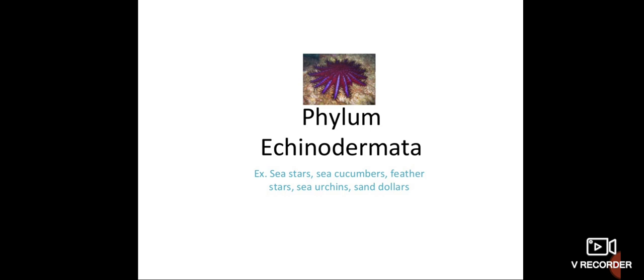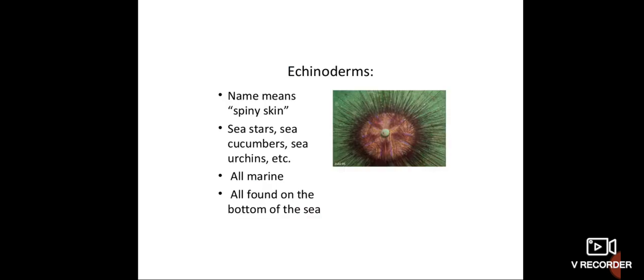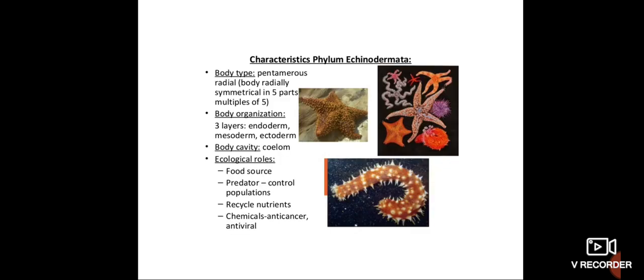Coming to phylum Echinodermata. Sea stars, sea cucumbers, feather stars, sea urchins, and sand dollars are included under this phylum. Echinoderms, the term, means spiny skin. All are marine, all found on the bottom of the sea. The characteristics of phylum Echinodermata. The body is pentamerous, radial, that is, body is radially symmetrical in 5 parts or multiples of 5.